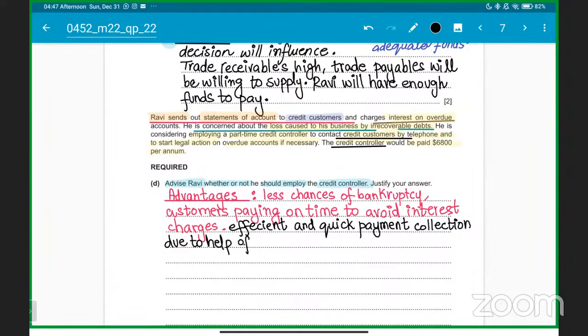Any other points? Come on, anyone? It's not possible you guys are not getting points in your mind. I'm writing Ravi's time gets saved. Excellent. Definitely. When you are managing a business, if you hire more people, you can focus more on doing other work.